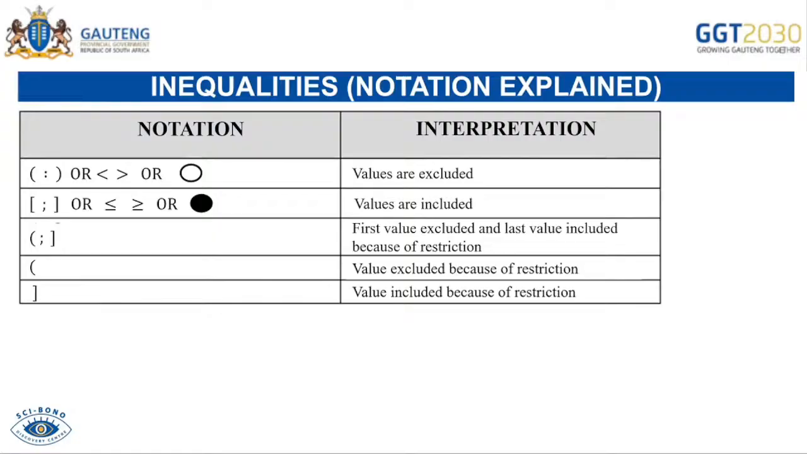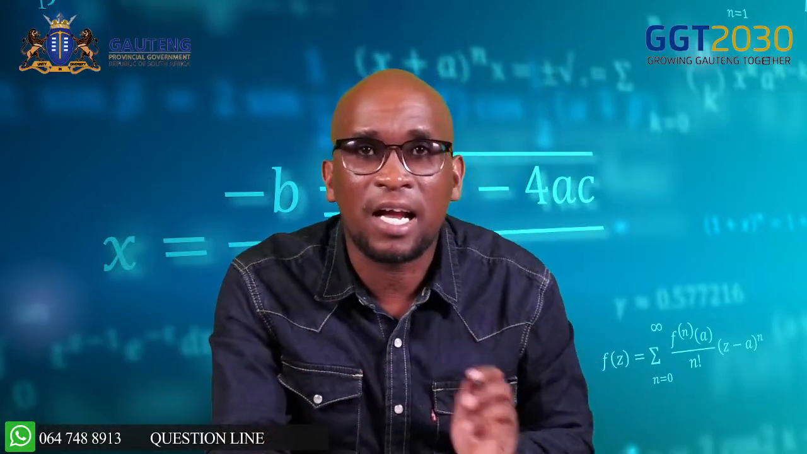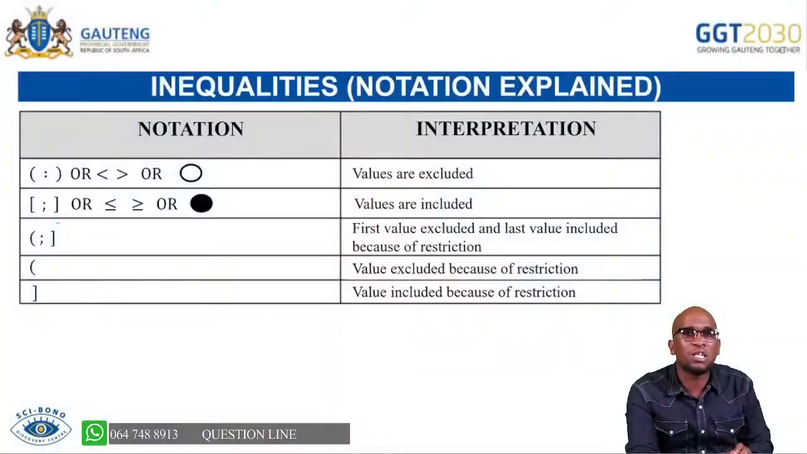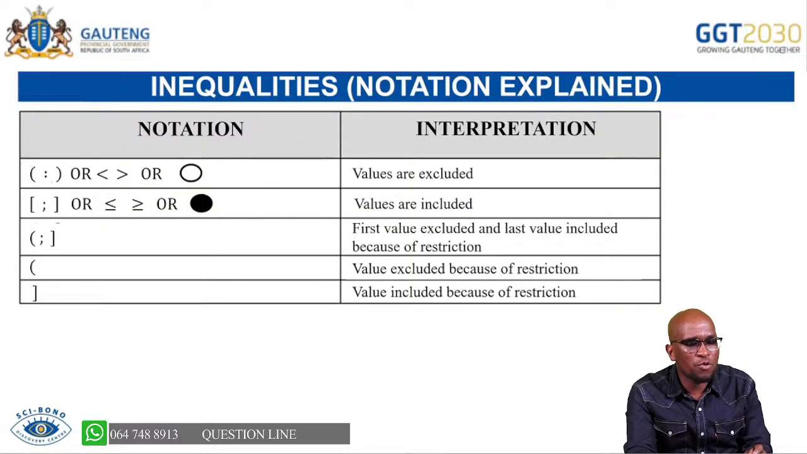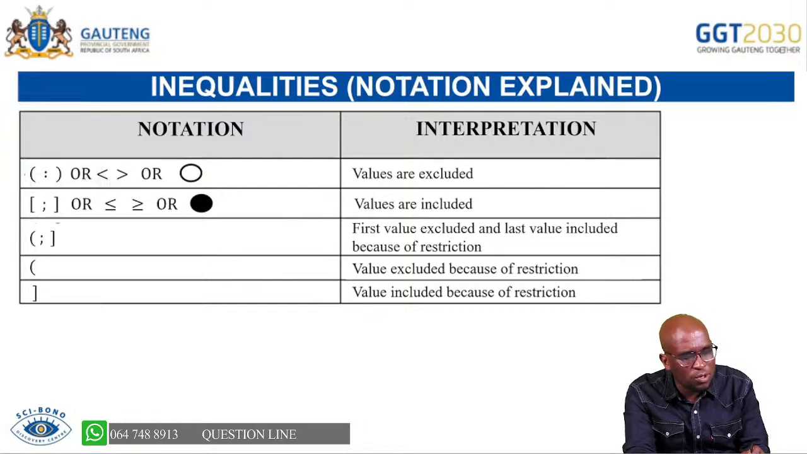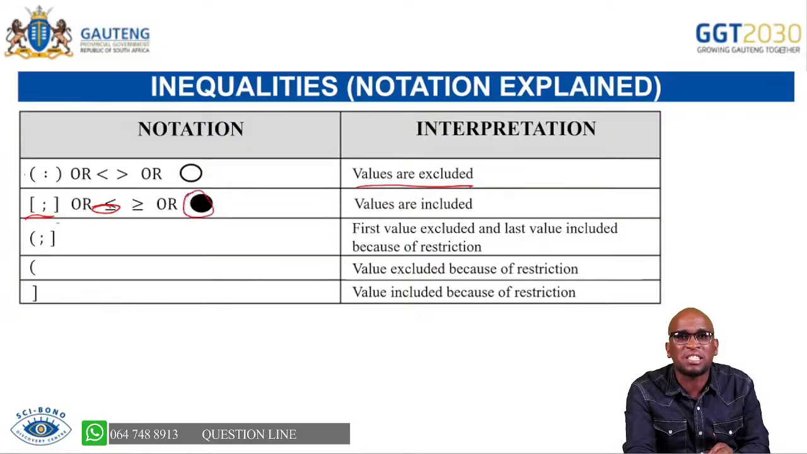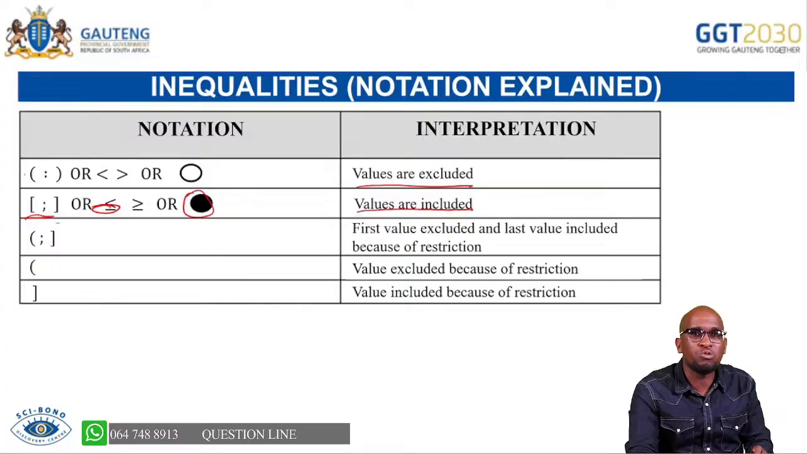Right, let's look at the concept of inequalities in the graphical application. The first thing that you need to know is the notation. If we are using a round bracket together with the less than sign, which is not included, or an open interval, it represents values that are excluded. But if you are using the square bracket, and you are shading that particular oval, it means that the values are included.